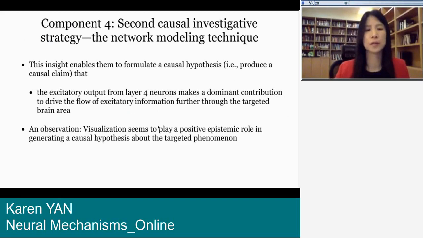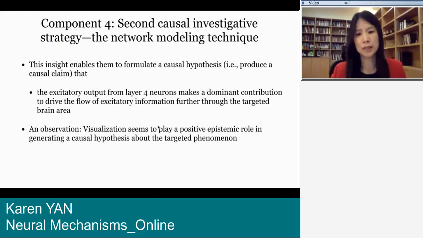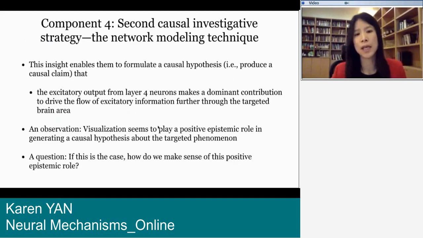So I want to make an observation that visualization here seems to play a positive epistemic role in generating a causal hypothesis about the target phenomenon. But the question is, if this is the case, as a philosopher, how do we make sense of this positive epistemic role played by visualization?